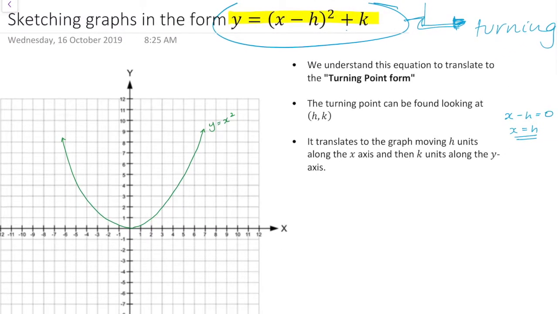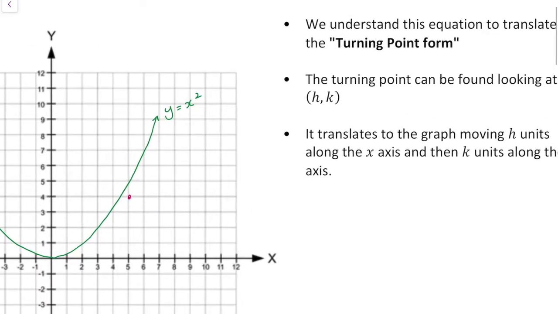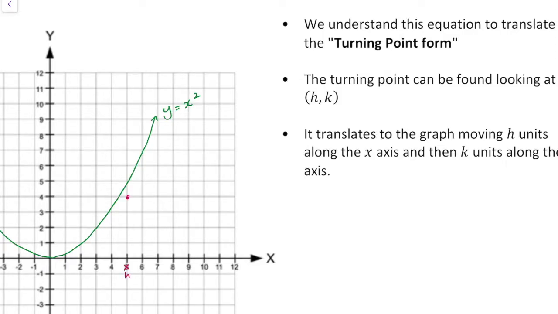Now, I'm going to sketch basically the general equation of the turning point form on this same set of axes, just so we can see what's happened. I'm just going to at random pick a point. Let's just assume that, for the purpose of this, this value is h, and this value is k.